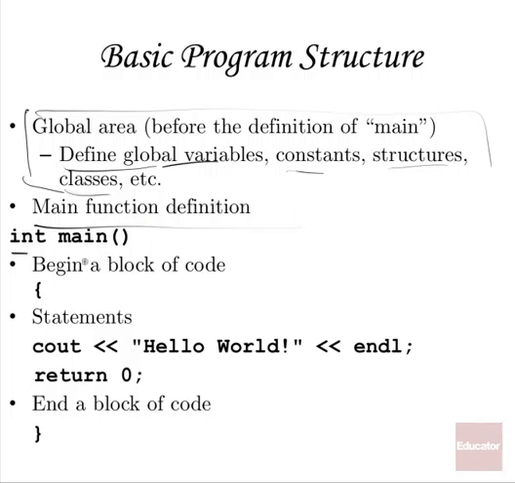You have int main. This is a function, just like any other function, and it follows the function syntax, except it must return an integer. You can have arguments in here, but we're not going to be dealing with those in this particular class. Then we begin a block of code with our open curly brace.